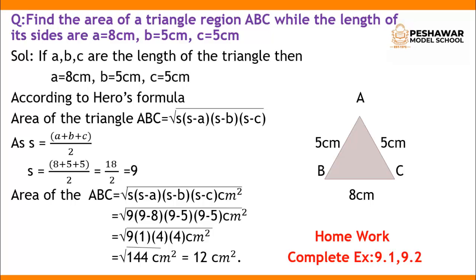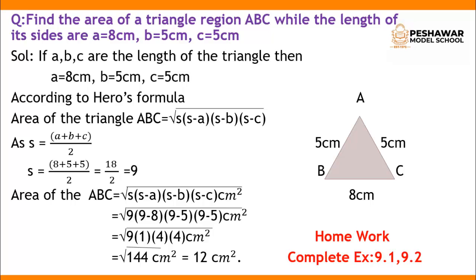Now you have to find the area of triangle ABC. First of all, you write down the formula: square root of s(s minus a)(s minus b)(s minus c). The unit used here is centimeter. So we put the value of s, that is 9: 9 into (9 minus 8) into (9 minus 5) into (9 minus 5), since b is equal to 5 and c is equal to 5.